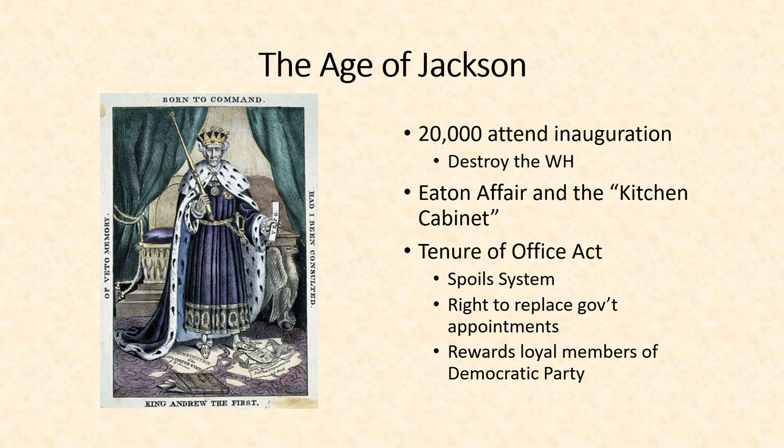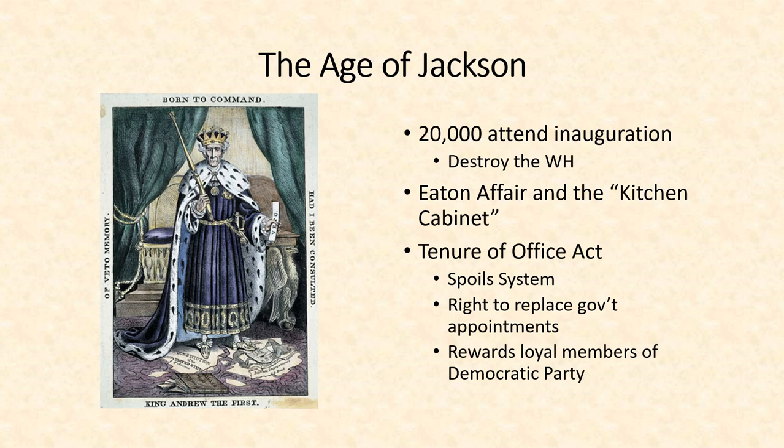It is actually so fractious that Jackson will maintain his cabinet, but he will not discuss his administration with them. He will not meet with them. What we'll see is the rise of the kitchen cabinet. The kitchen cabinet is an informal group of advisors and friends who meet in the White House kitchens with Andrew Jackson to discuss policy and how the government should be run.